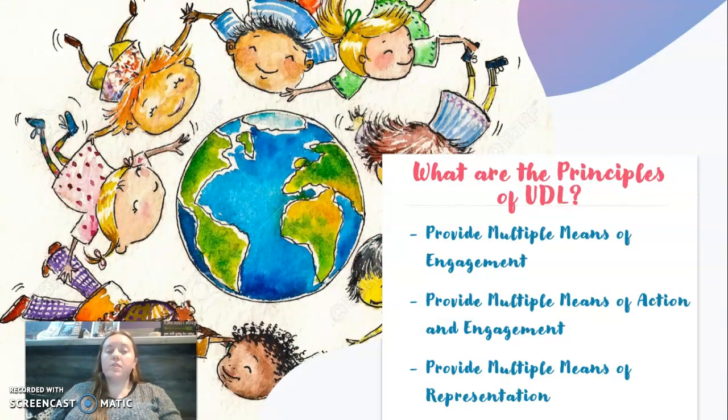So what are the principles of UDL? Well, they provide multiple means of engagement, action and expression, and representation. Providing multiple means of engagement is how material takes advantage of student interest and motivations for student learning. Providing multiple means of action and expression is ways material can provide alternative ways for students to show their knowledge. And providing multiple means of representation refers to the materials that teachers use to represent the content that they are asking their students to learn.